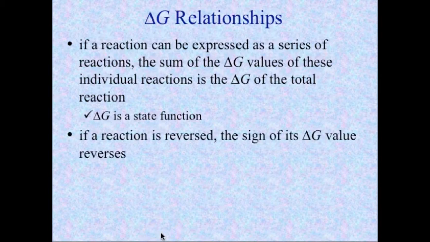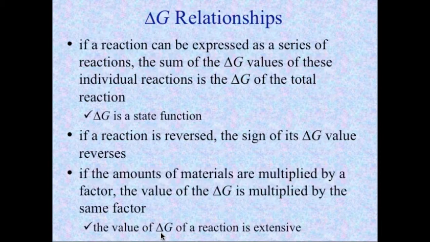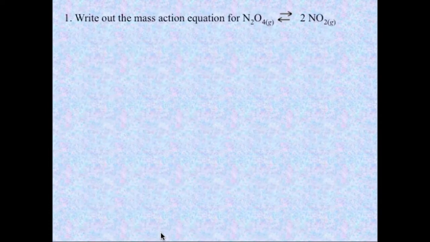If a reaction is reversed, the sign of its delta G value reverses. And if the amounts of materials are multiplied by a factor, the value of the delta G is multiplied by the same factor. In other words, the value of delta G of a reaction is extensive. Now write out the mass action equation for N2O4 as a gas in equilibrium with 2NO2 as a gas.